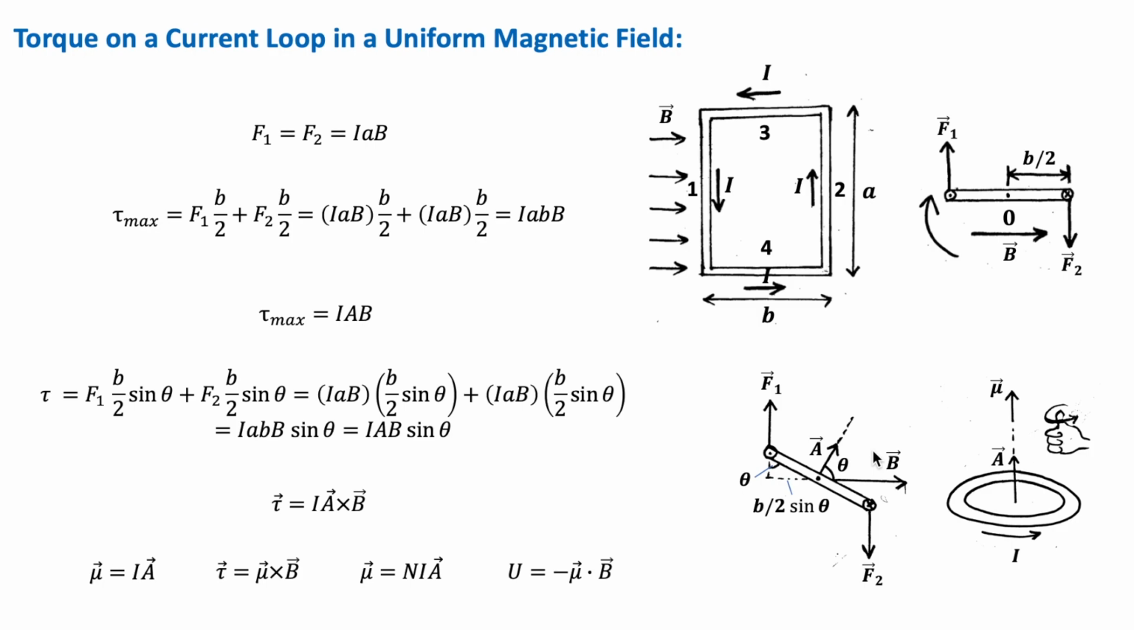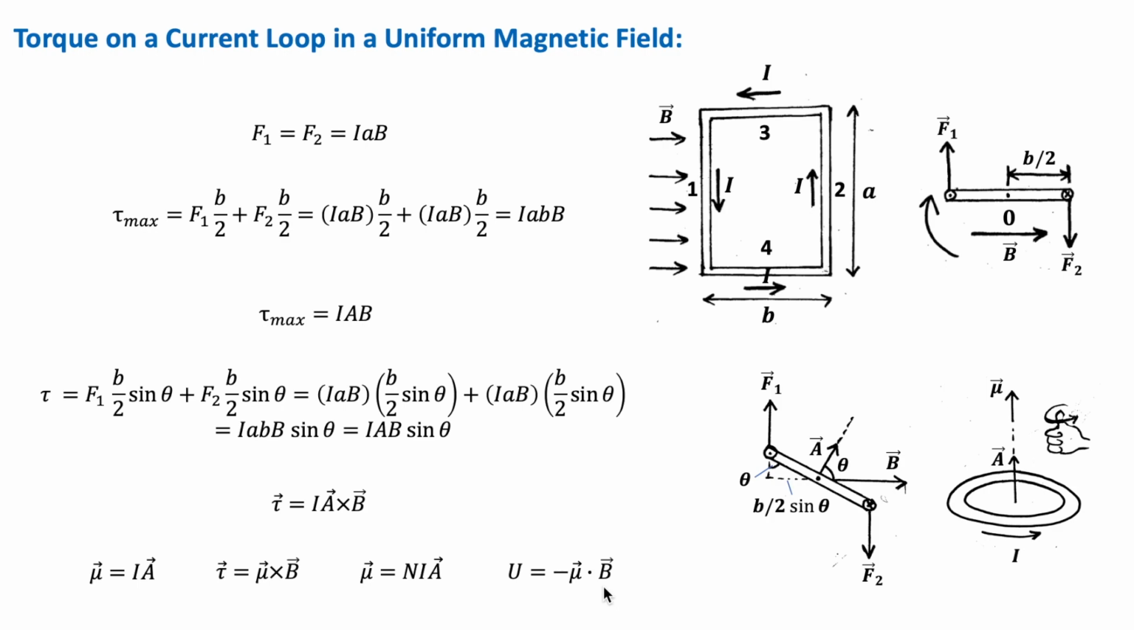So before the loop was released from rest, the energy was in the form of potential energy of the loop-field system and is given by this equation, U is equal to minus mu dot B. So U has a minimum value when mu is parallel to B and is equal to minus mu B, and it has a maximum value when mu is in the opposite direction of B and it will be equal to plus mu B, okay?